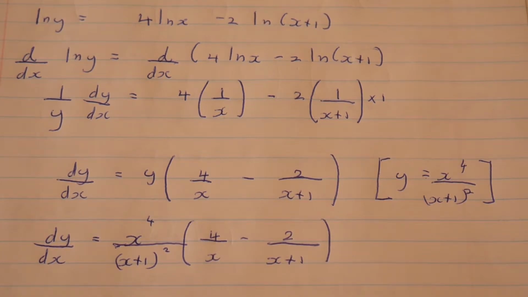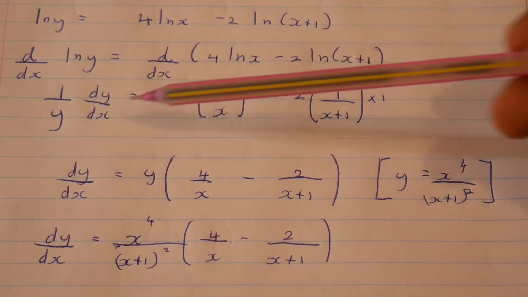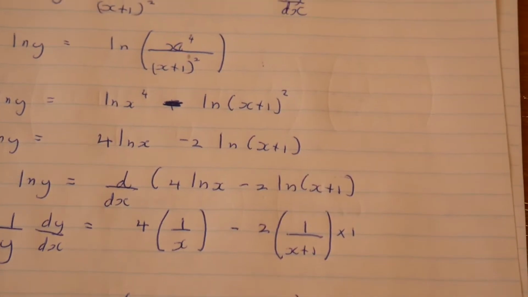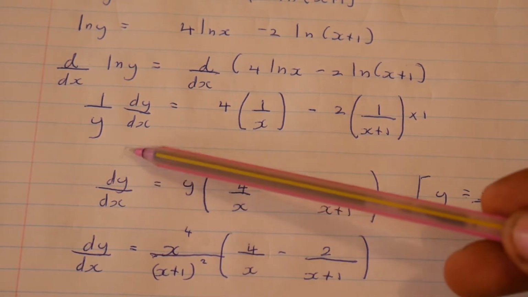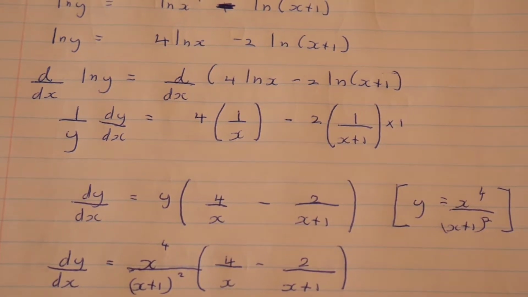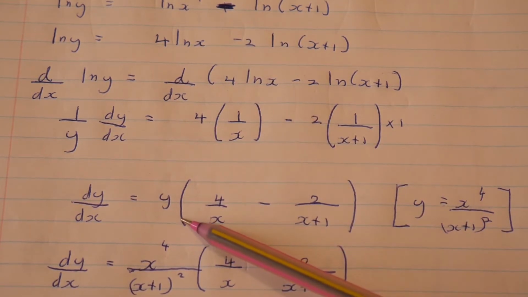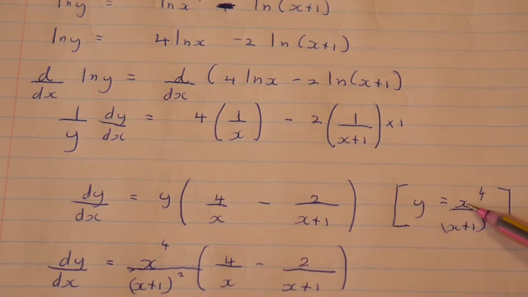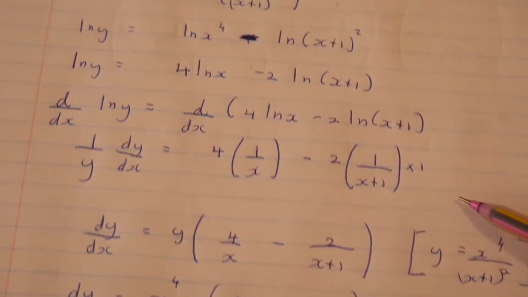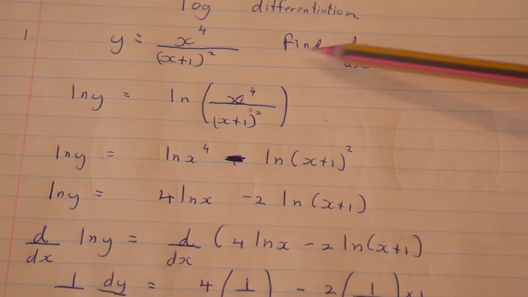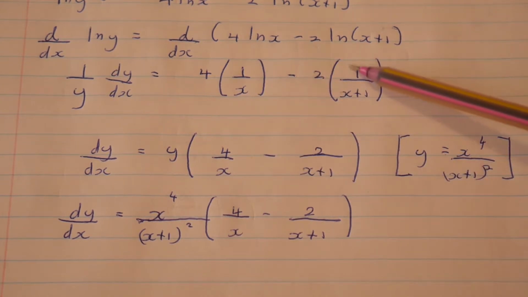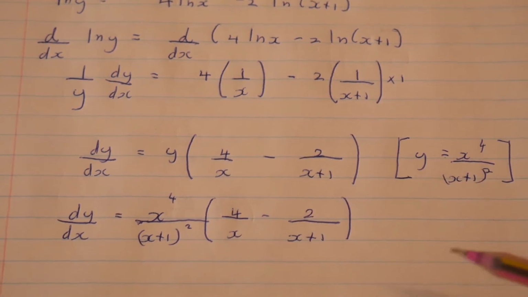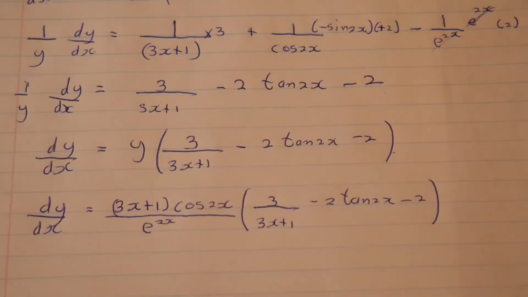Now, what's the problem? What do we have over here? 1 over y times dy/dx. But that's not what the question asks you to find. The question asks you to find dy/dx. So what we do, this y, we multiply both sides by y, or as we learned in secondary school, we throw over the y, right? So we throw over the y, multiply over here. But what was y? y was x to the 4th divided by (x plus 1) to the 2nd power. This was y originally. So we just neaten this up a little bit, put the original definition for y, and that is it. As simple as that.